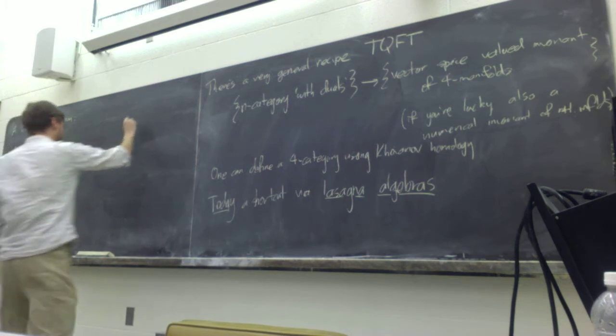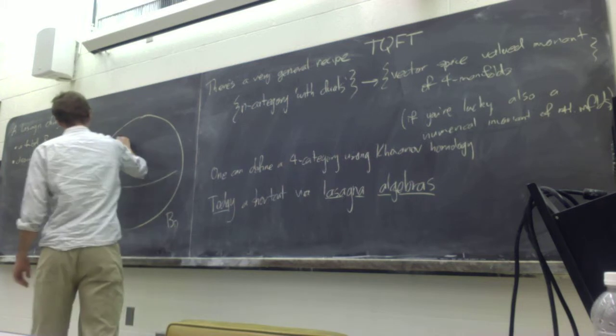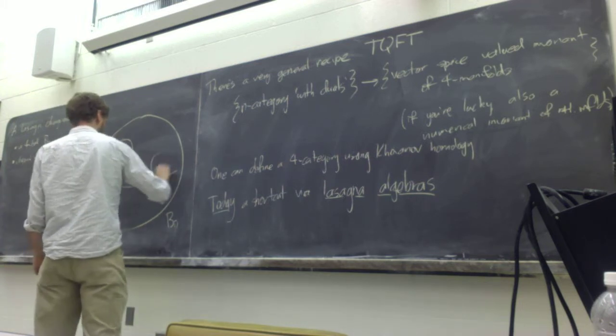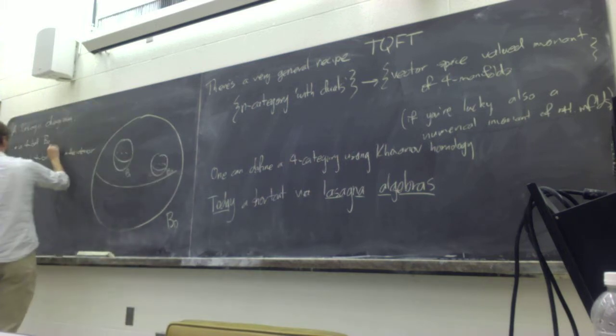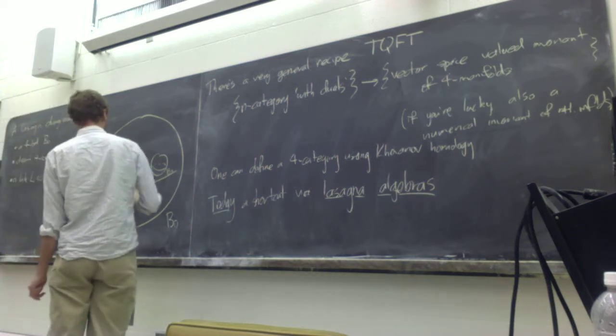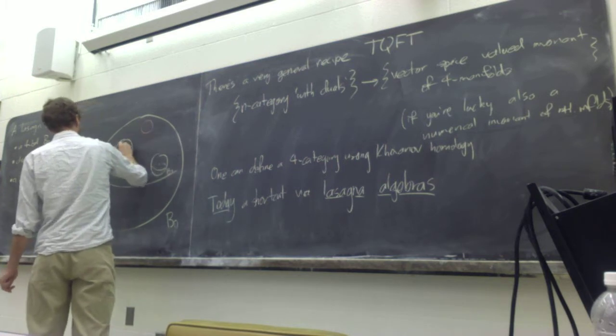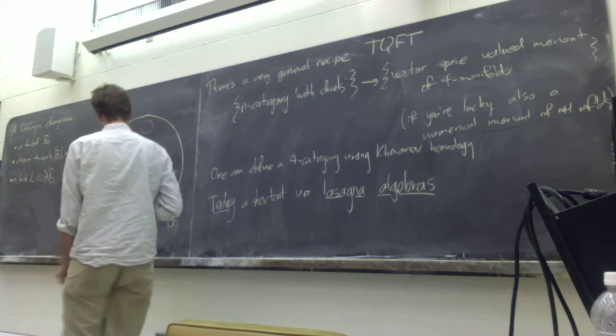So maybe let me start drawing a picture. There we go. So here's our B0. There's some balls on the side. A link L_i in the boundary of each ball B_i. These links can be empty if you like, but some one-manifold embedded in that three-sphere. Okay, so here are some links.